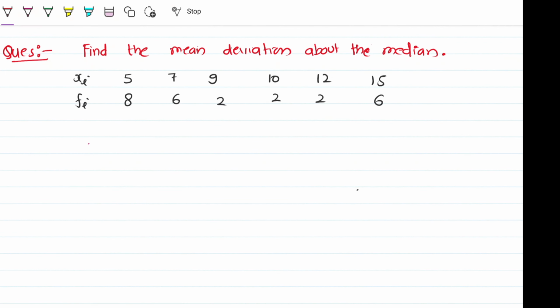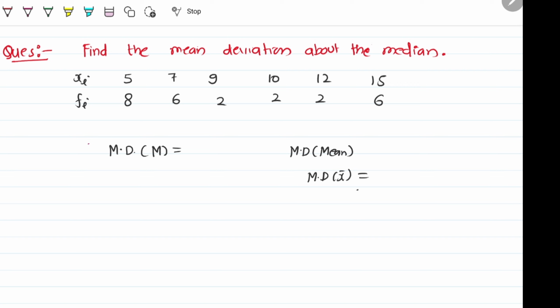Students, today in this video we will find the mean deviation about the median. Mean deviation we calculate in two ways: one is about the median and one is about the mean. Usually we denote the mean by x bar. So what is the formula?